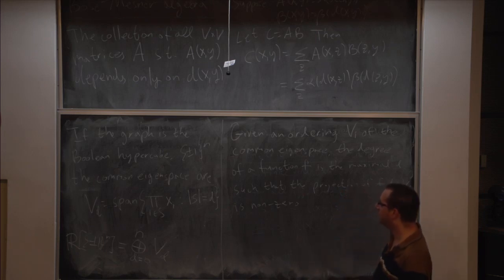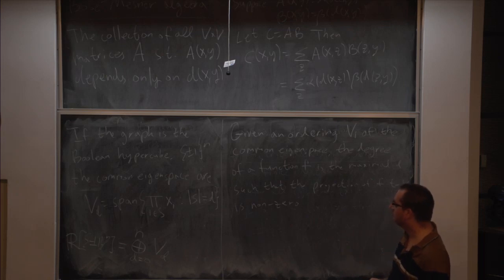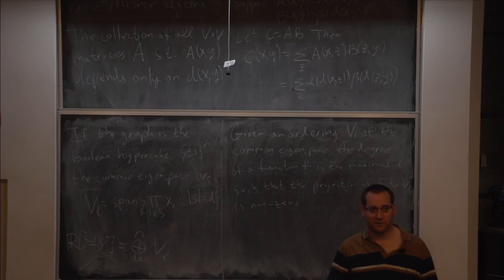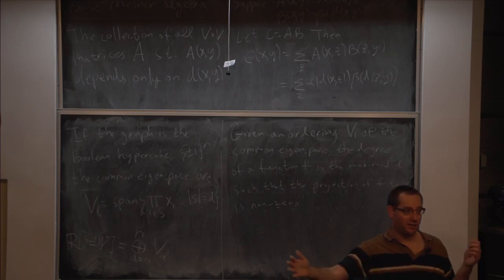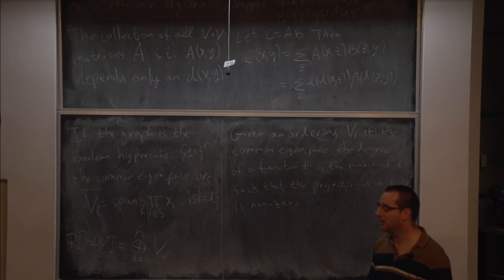Okay, but before we get into this, you can say that the function has degree d if it lives in the span of the first d plus 1 common eigenspaces in the fixed ordering. This is an equivalent way of saying the same thing.